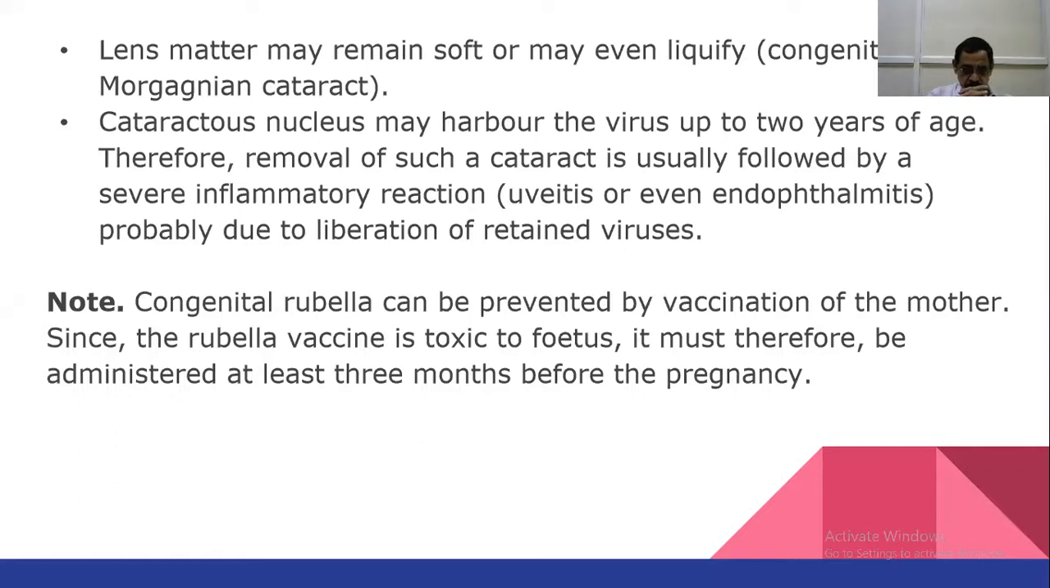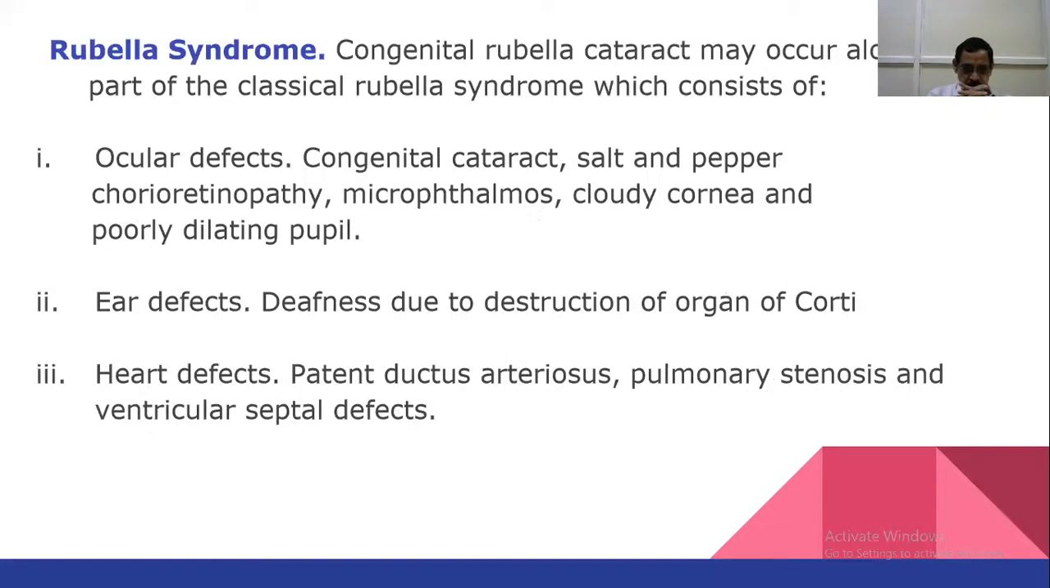We have to remember that congenital rubella can be prevented by vaccination of the mother. Since the rubella vaccine is toxic to the fetus, it must therefore be administered at least 3 months before the pregnancy. Rubella syndrome: congenital rubella cataract may occur alone or as part of classical rubella syndrome, which consists of defects.